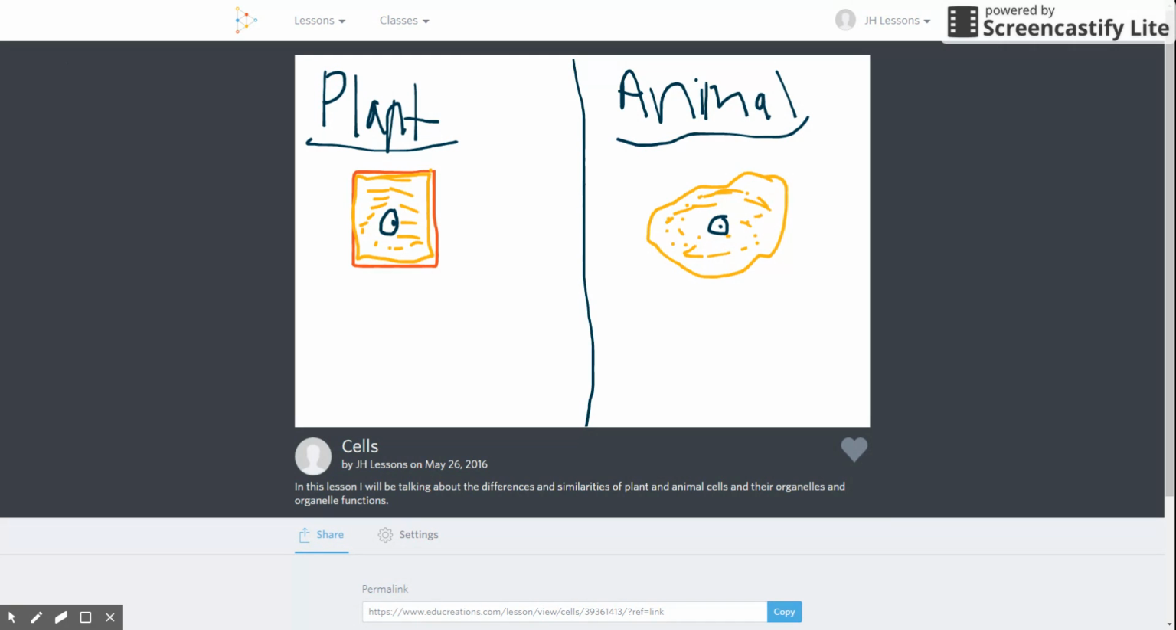Another part of the cell, or an organelle, are the mitochondria. They're also known as the powerhouse of the cell. This is where cellular respiration occurs.